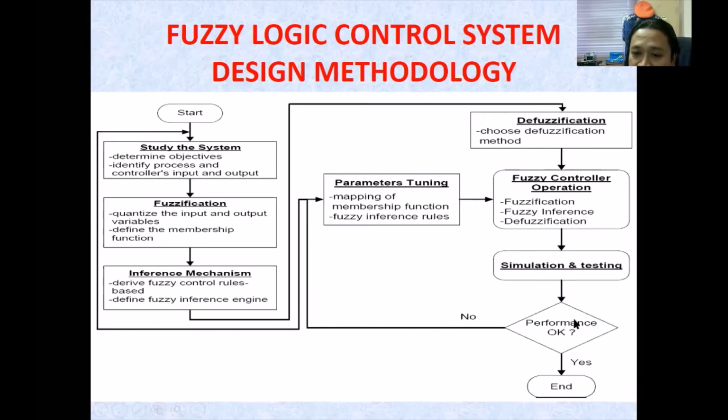If performance is okay, then we can end. If not, we have to tune our fuzzy logic controller, by mapping the membership function and changing the fuzzy inference rules. Change the rules and so on. This will be covered in the class.